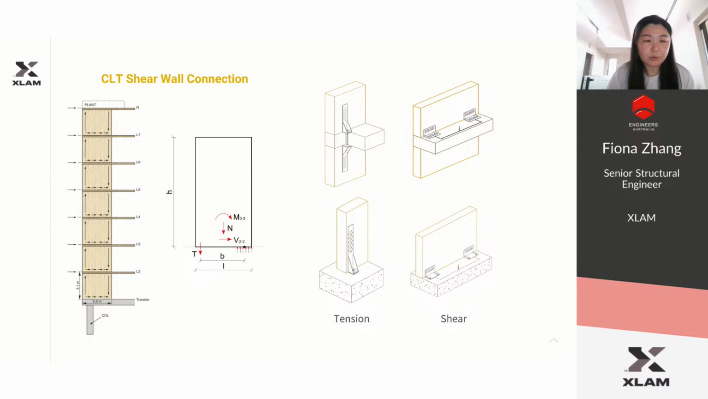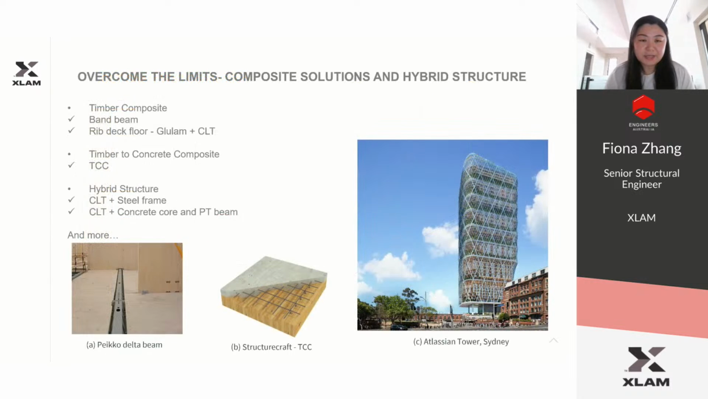And there's another example when it comes to the shear wall. This is the connection of the floor to wall, and the connection of the timber wall to the concrete. We'll consider this type of connection as taking the tension, while this bracket only takes the shear. So CLT has some limits, but we can overcome the limits by working with concrete and steel.